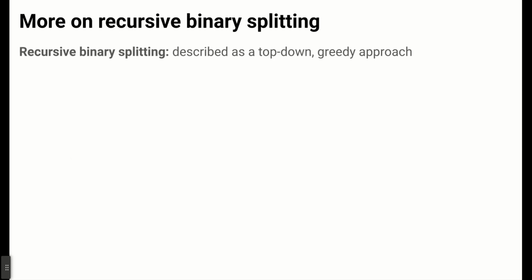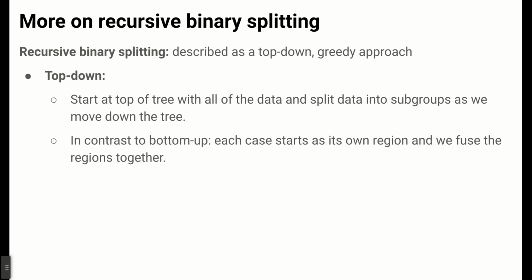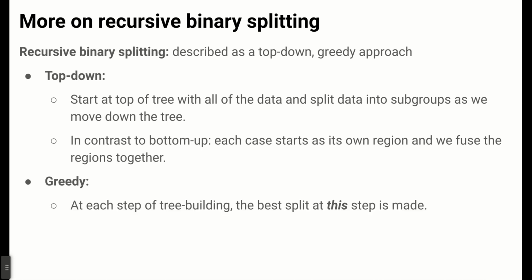Recursive binary splitting can be described as a top-down, greedy approach. The top-down part comes from the fact that we start at the top of the tree with all of the data in one group and split the data into subgroups as we move down the tree. This is in contrast to a bottom-up approach, in which each case would be in its own region, and we fuse the regions together to build the tree. Recursive binary splitting is greedy in that at each step of tree building, we make the best split at that particular moment, the one that minimizes the average Gini index right now.